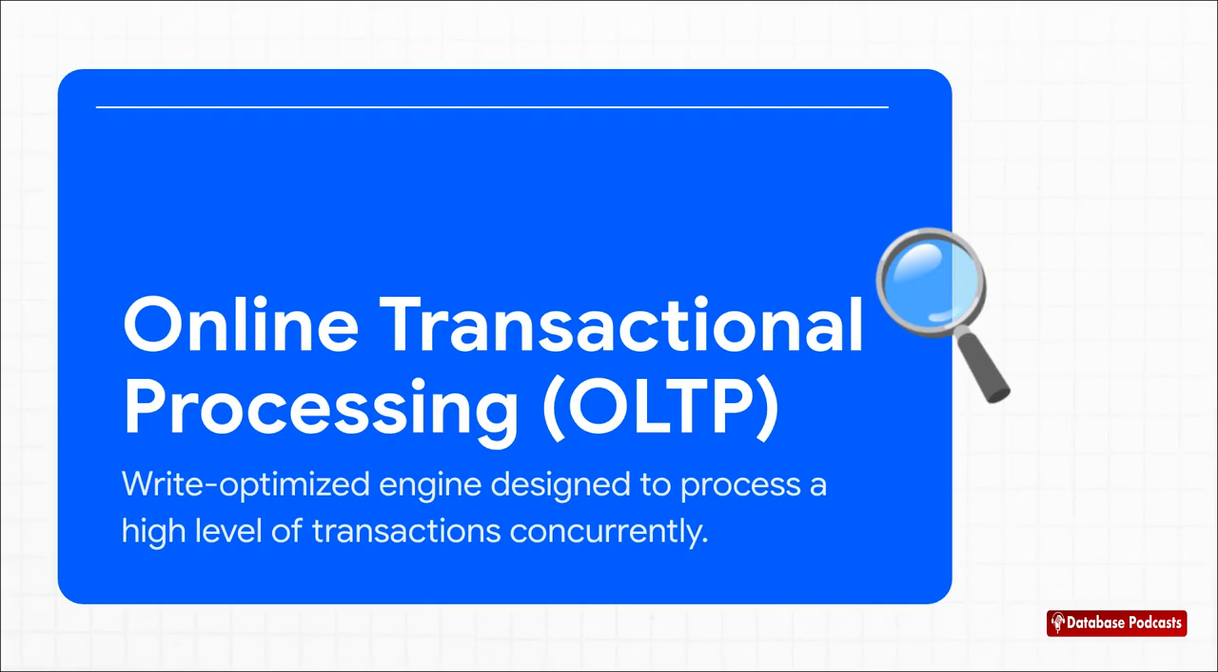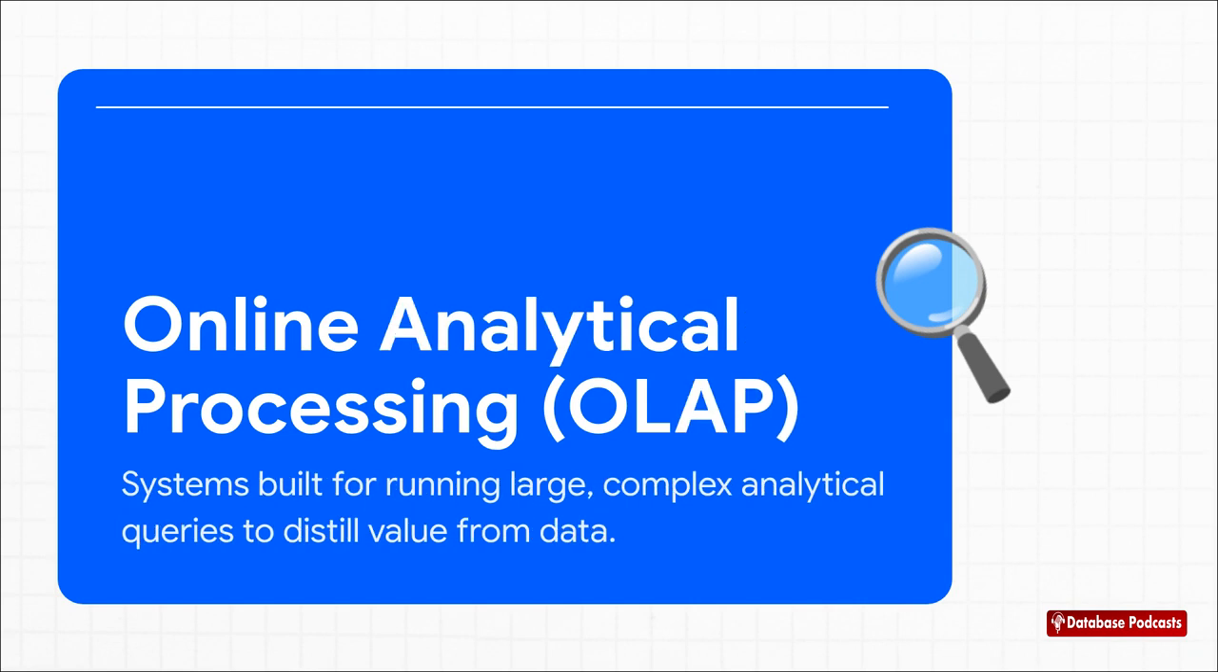So first, there's OLTP, Online Transactional Processing. This is the engine that runs your business, moment to moment. It's all about writing and updating data, handling tons and tons of small, quick transactions. Think about every time you swipe a credit card, or an order gets placed online, or you use an ATM. That's OLTP in action.